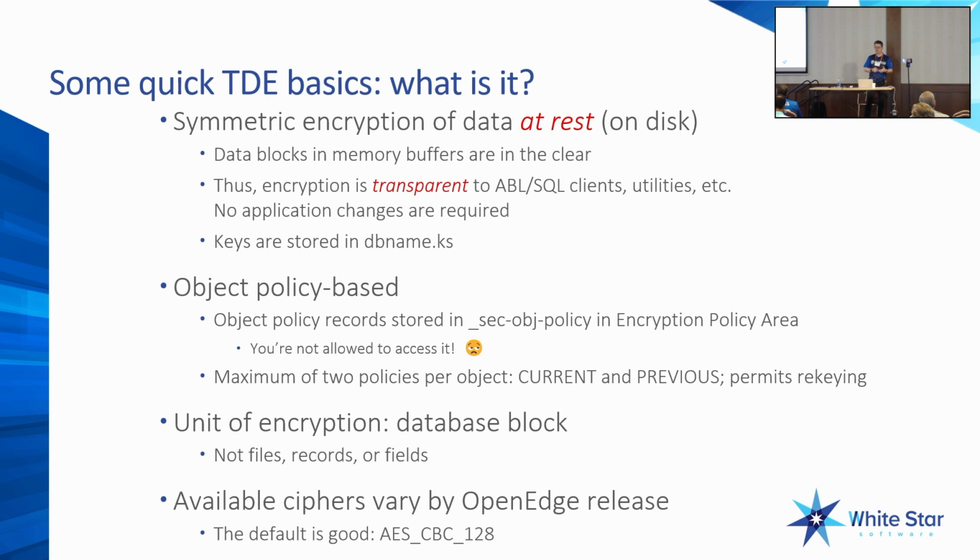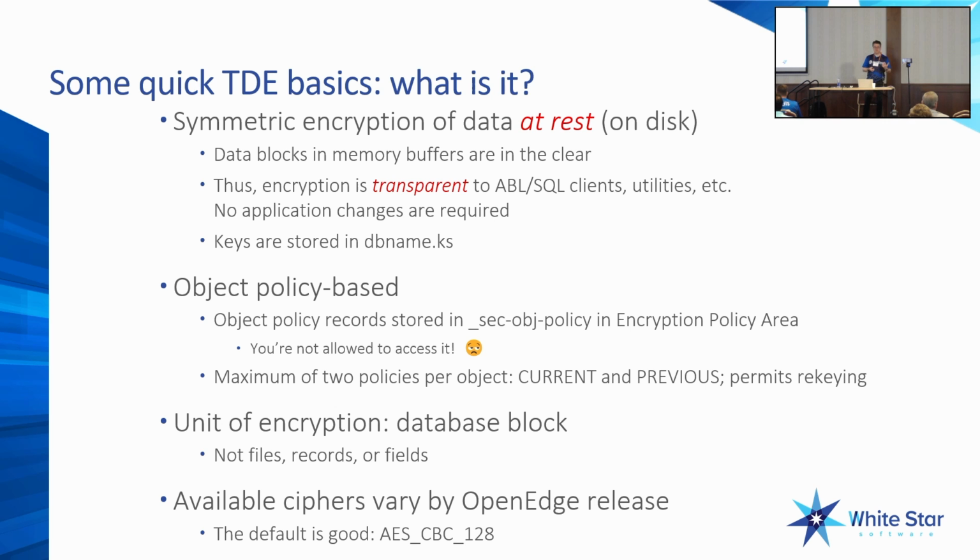in the database directory. The encryption is policy-based at the object level, and in the next slide I'll explain what I mean by object. These policies are stored in a new table called _secobj policy in the encryption policy area, which is an area you add to the database when you enable it. You're not allowed to read this table, so there are pro-util commands for that. And for each object, you can have a maximum of 2 policies, and they're called current and previous if there's a second one. And that permits you to rekey an object without having to decrypt it first.